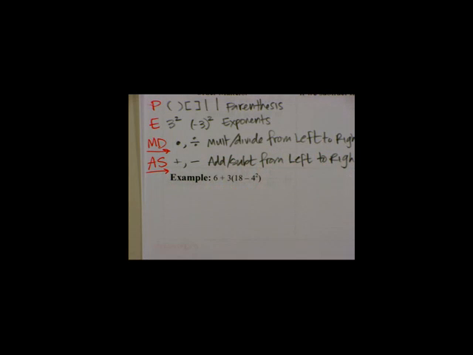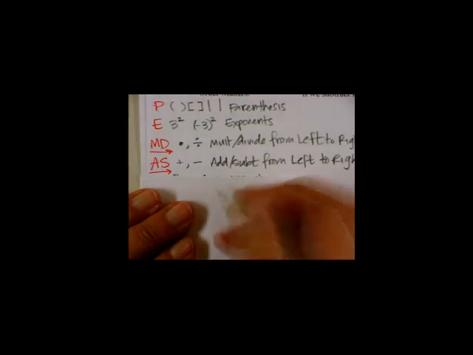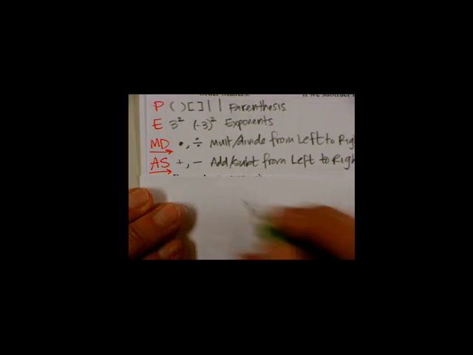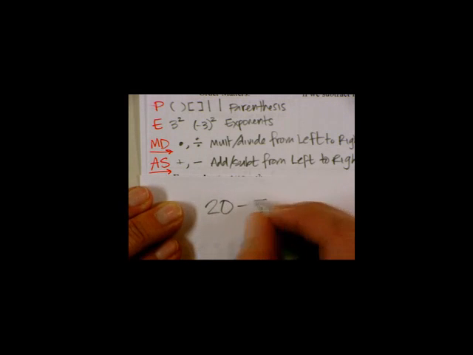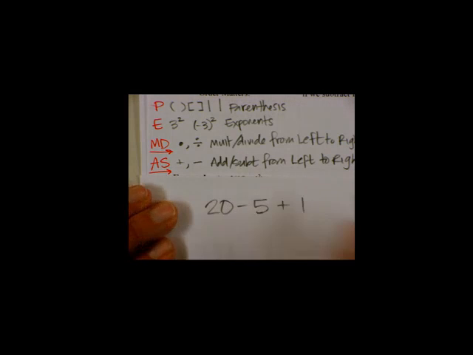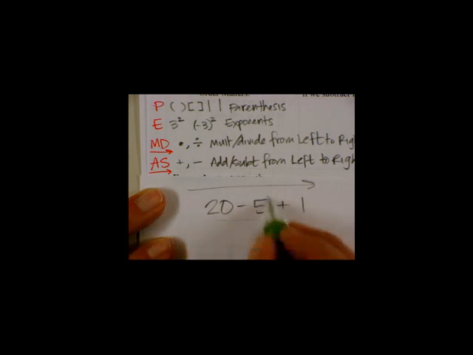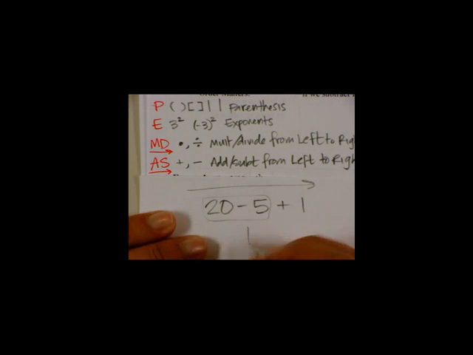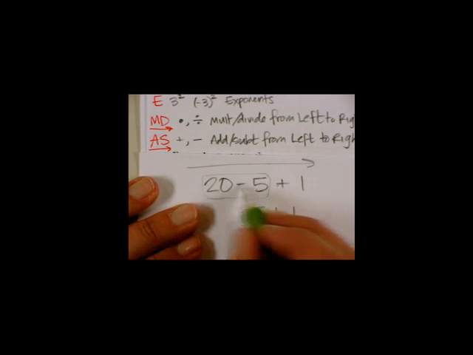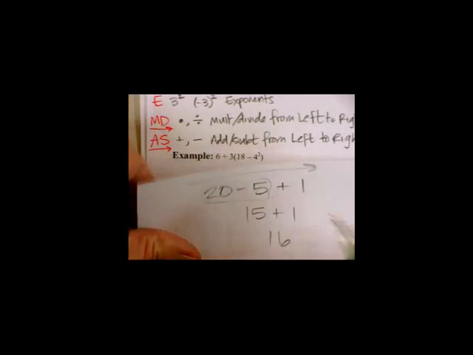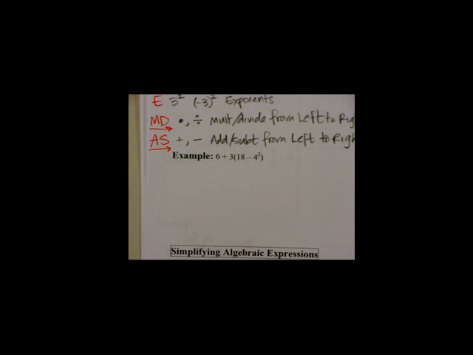So if your problem is down to nothing but multiplication and division, or addition and subtraction, you would go from left to right, doing whichever operation shows up first. For example, let's say I have 20 minus 5 plus 1. Going from left to right, 20 minus 5 gives me 15, plus 1 is 16. But that's if you're down to just one type of operation. So let's go back to these two problems.